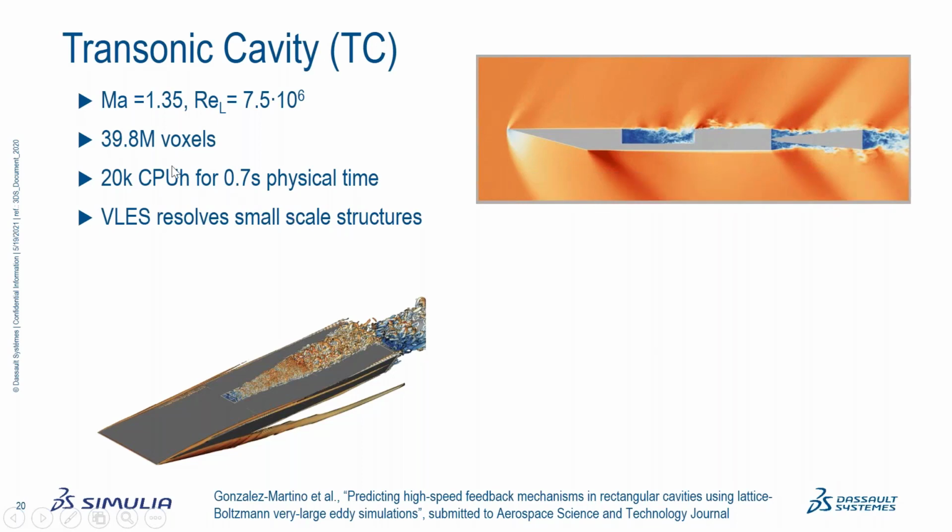To give you an idea of the mesh size, we are using roughly 40 million voxels, so volume elements in the Lattice Boltzmann method, and it takes about 20,000 CPU hours to simulate 0.7 seconds of physical time. The image on the bottom shows you the resolution of very small scales inside the shear layer, and this is being achieved with a VLES turbulence model.